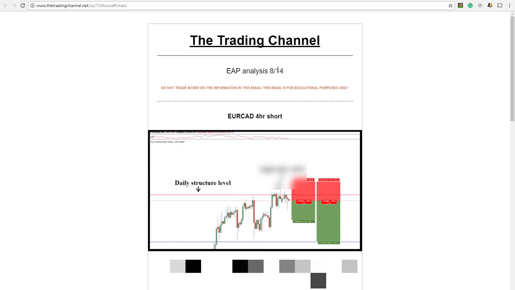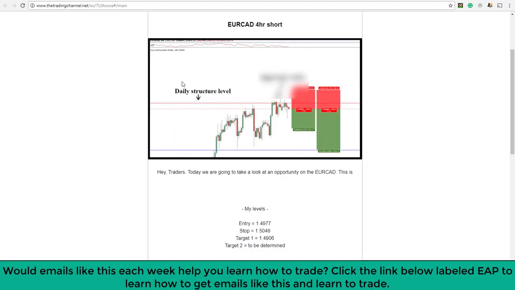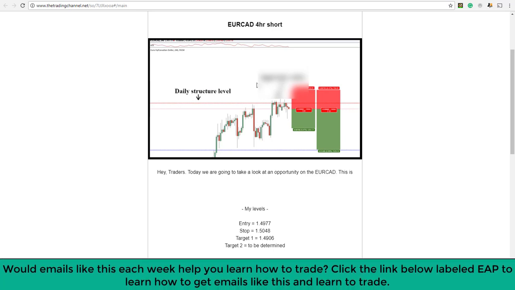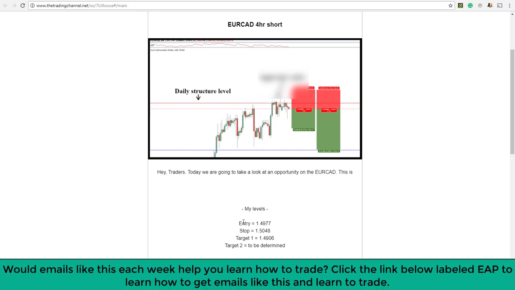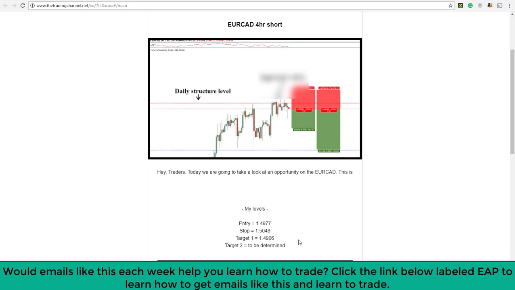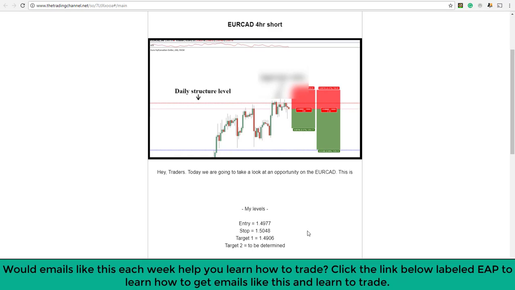Here we are on that email, and as you can see, this email was sent out on 8/14 to all the members of the EAP. And if we scroll down, here you can see that we had this Euro Canada trade. What we're looking at is a daily level of major structure combined with other aspects and techniques that we use at the EAP. In these emails, there's a brief description of why we're actually placing the trade, and there is also always an entry, stop, and at least target number 1. So let's head back over to the chart and discuss a little more about the analysis behind this trade.